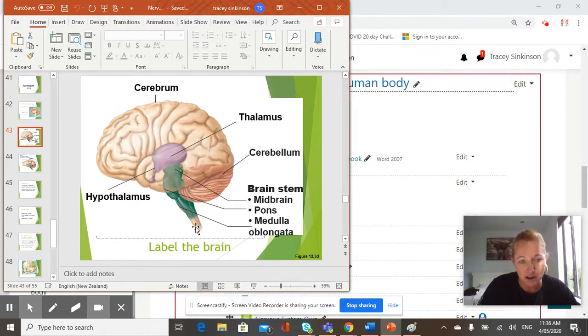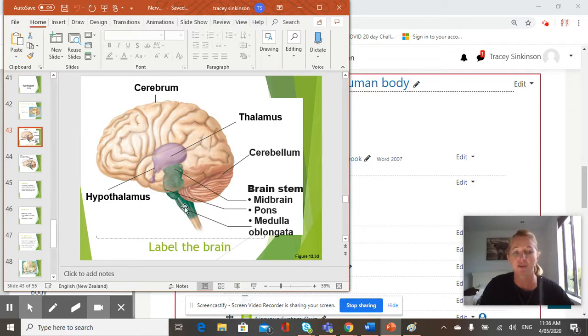All right, in your brain stem, which is still part of your central nervous system, you have your midbrain right up into the base of the skull, brain. You have your pons area here, and you have your medulla oblongata here.